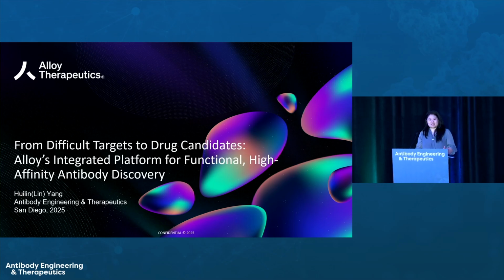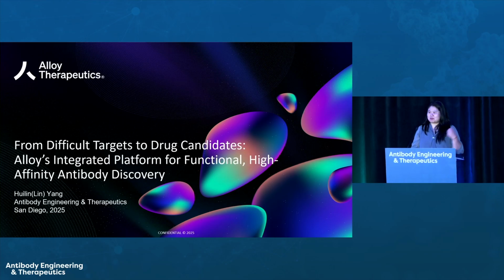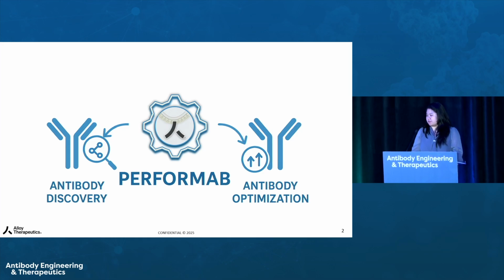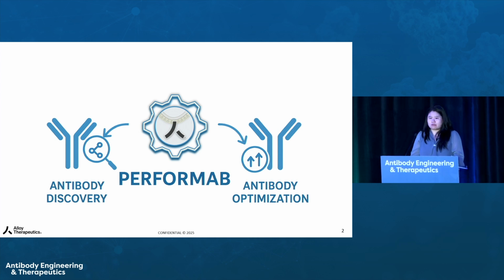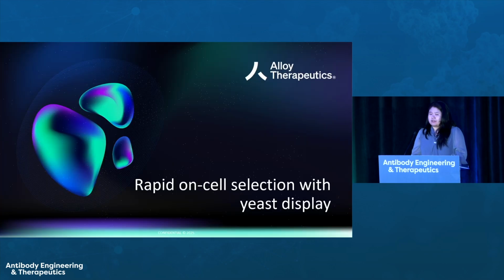So in the next 30 minutes, I'm going to talk a little bit about the scientific events that we have at Alloy Therapeutics. Hopefully that goes well with your coffee, and then let's get started. So today's talk, we'll talk about two arms that we have at Alloy for antibody discovery. First of all is our immune discovery branch, and then the second part will be on antibody optimization. Starting from the first part is our rapid on-cell selection with yeast display.